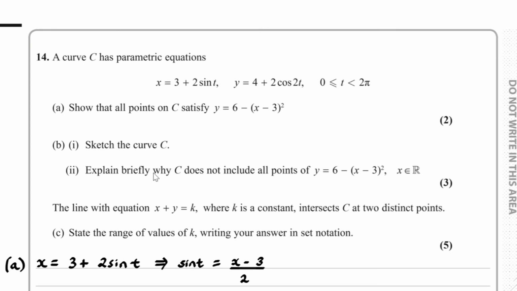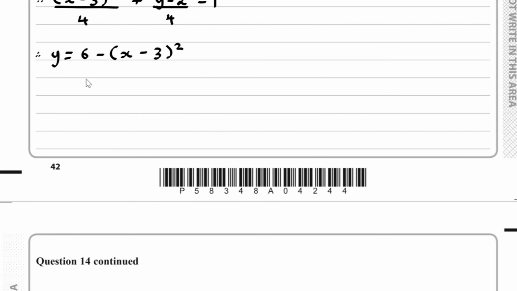Then for part B, we have to sketch the curve. Well, before I sketch the curve, what I can see is the maximum of y will be 3, 6, and that's using the complete the square form. So for part B, the maximum of y is 3, 6, that's using the complete the square form.